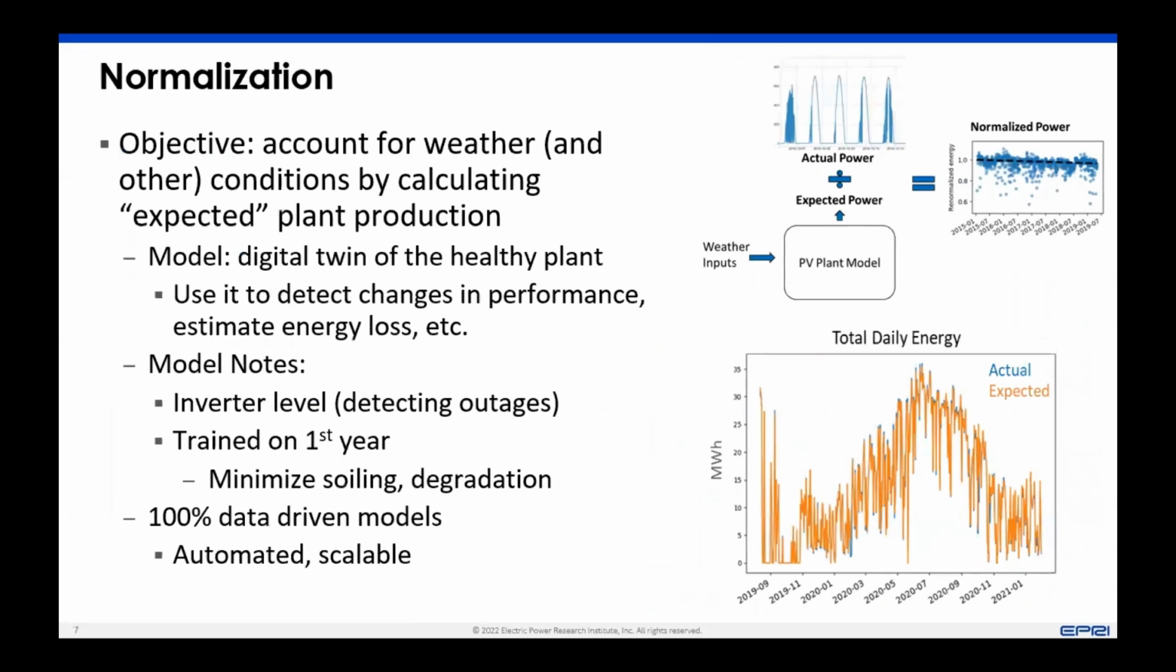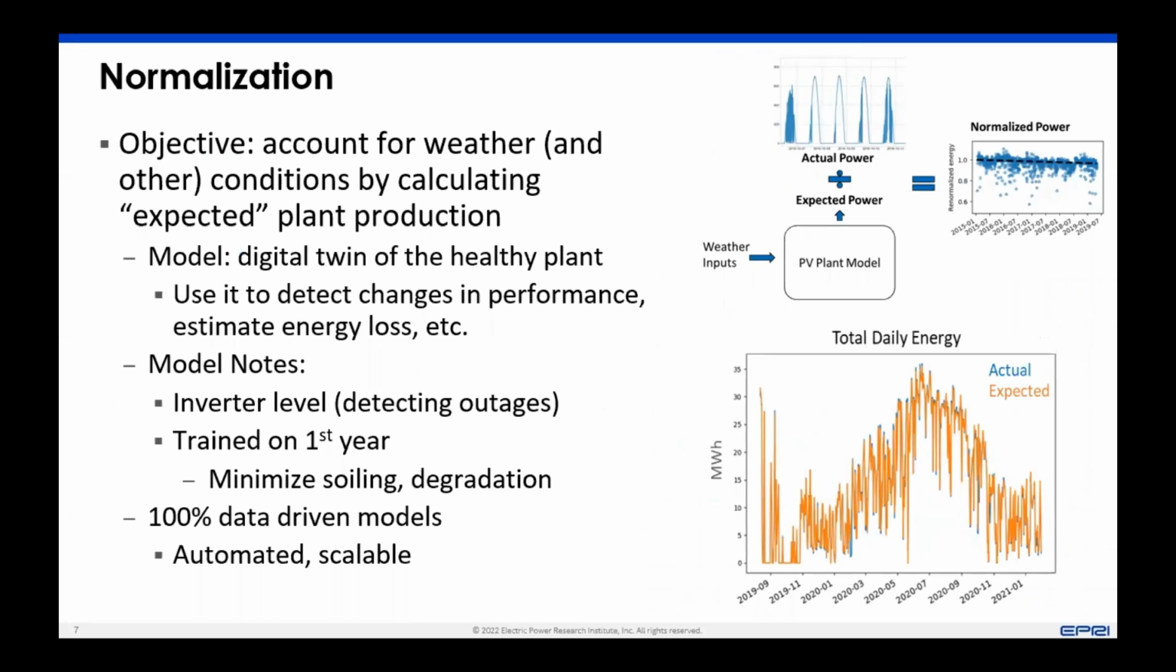So normalization, right? The objective here is basically that we're trying to calculate the expected production based on the weather station data. You can imagine it's like a digital twin of a healthy plant. The model was trained on the first year of the plant at the inverter level. You can debate whether the first year is a good way, but the goal here was to minimize some soiling and other noises. That's how we used it.